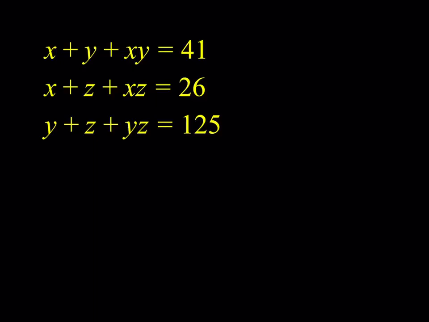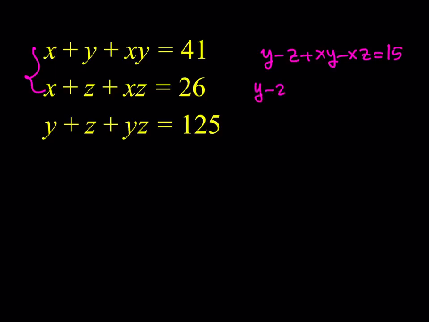For example, you can take the first and the second equation, and you can just go ahead and subtract them, because what that would do is eliminate the x, which is kind of good. Well, not completely, but at least the x's would cancel out. So if you subtract them, you would be getting something like this: y minus z plus xy minus xz, and then 41 minus 26 would be 15. Okay, cool. And then how could you proceed?